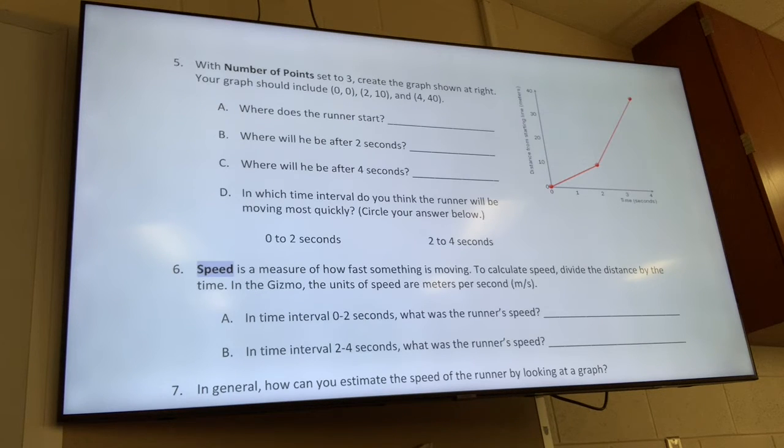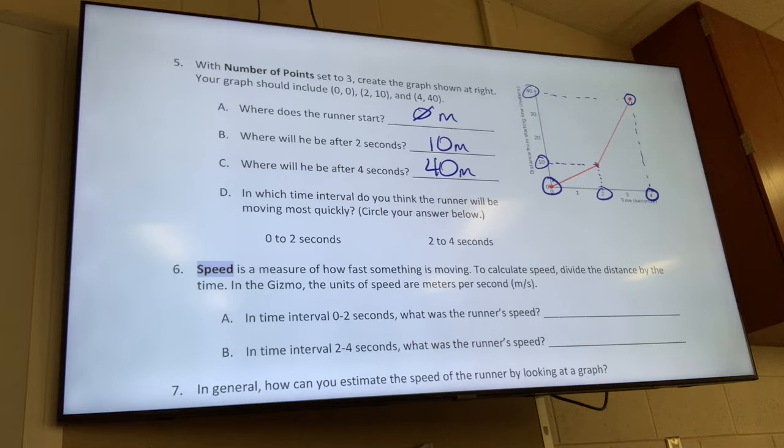So for this graph, where does the runner start? 0 meters at 0 seconds. So that's where we're starting. At 2 seconds, where is the runner? How far has he gone? He's gone 10 meters. So here's 2 seconds. Go up, 10 meters after 2 seconds. Where will he be after 4 seconds? 40. At the 40. So 4 seconds. Can you go up? There you go. Over 40 meters.